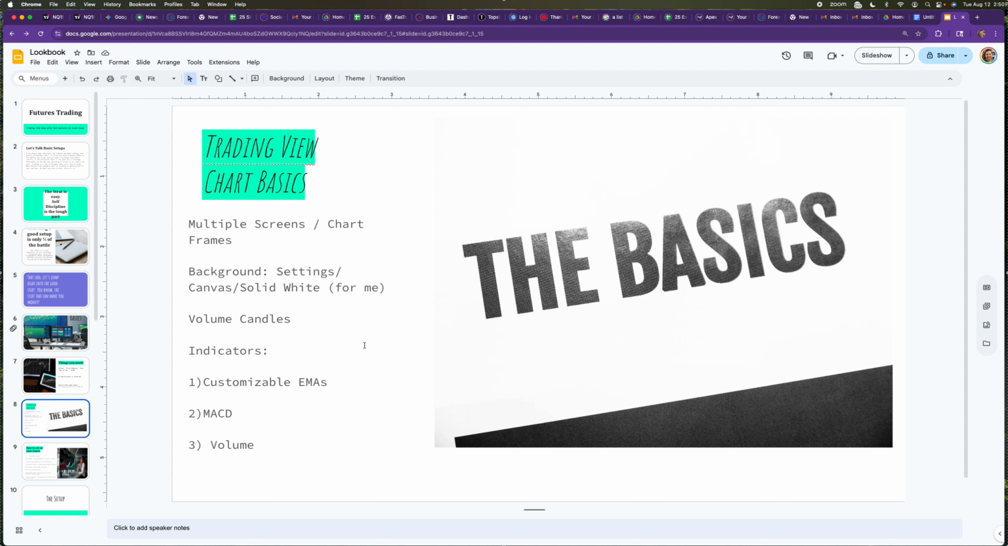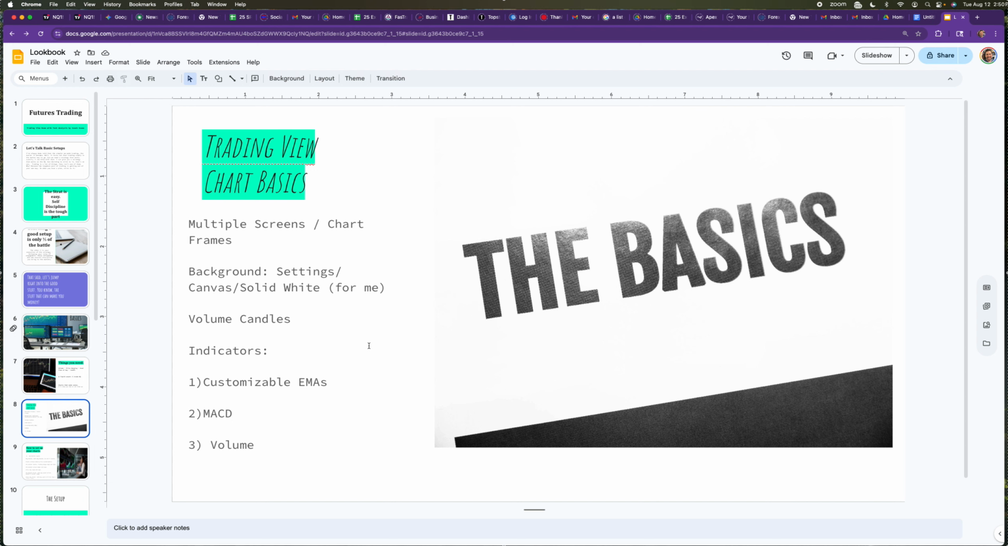So the basics. I'm going to get into some TradingView basics here with you, the way I do it with my setup. Okay. So number one, multiple screens or chart frames. I trade off 4 different chart time frames. I trade off the daily, the hourly, the 15-minute, and the 30-second.